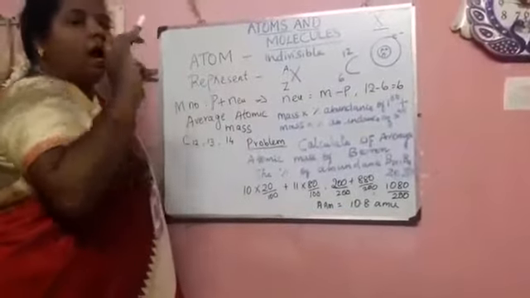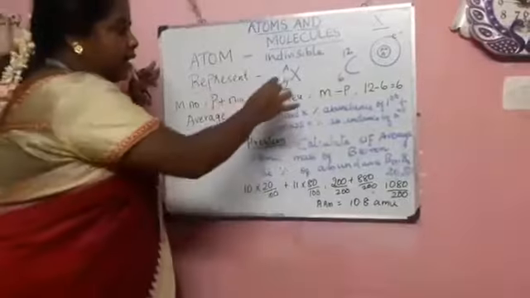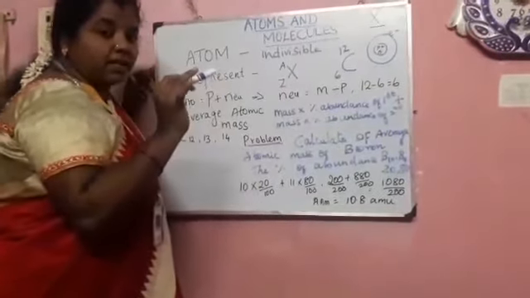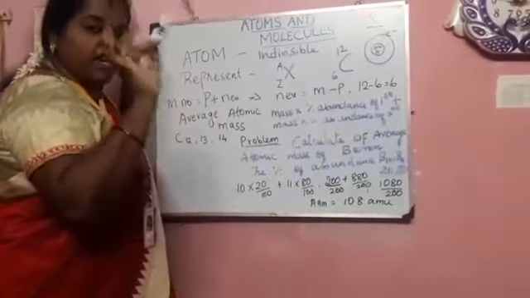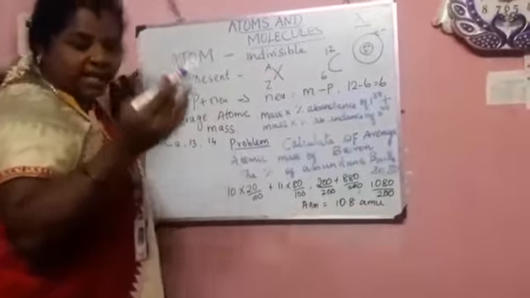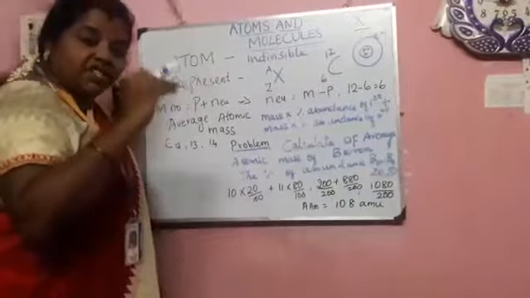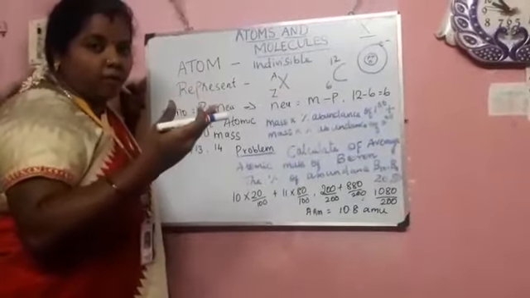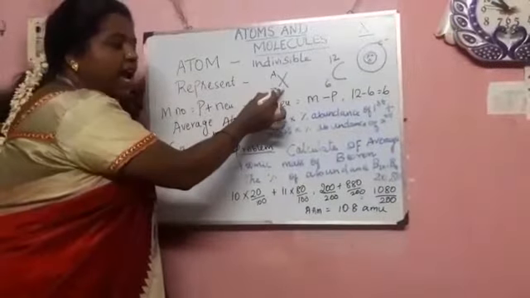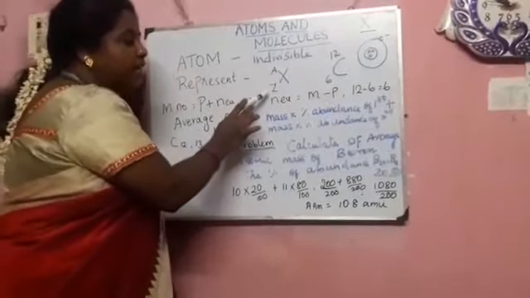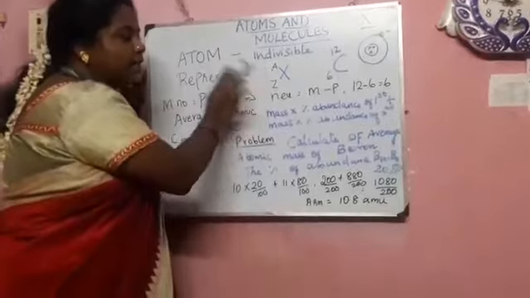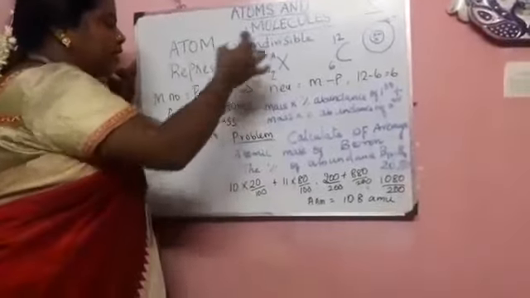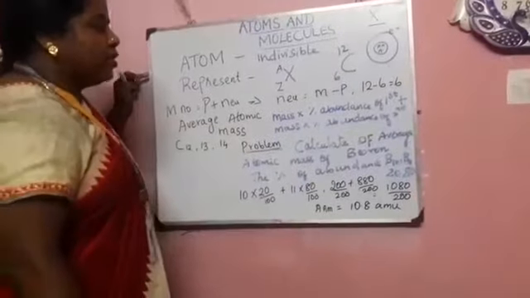For example, how is the element represented? Here it is X. In the place of X, we represent the symbol of the element. For hydrogen, it is H. For helium, it is He. Like that, we have made symbols to easily represent an element. And here it is Z and here it is A. Z means the atomic number. A means the mass number.